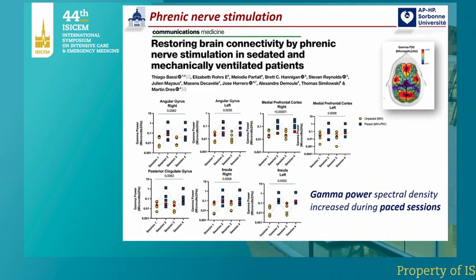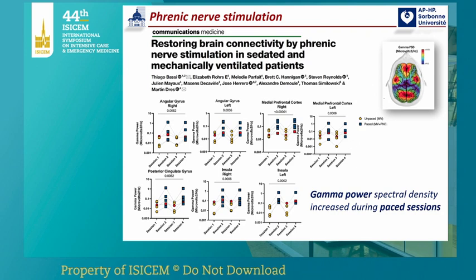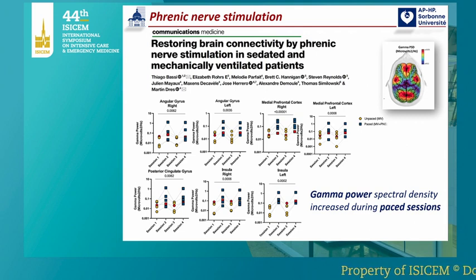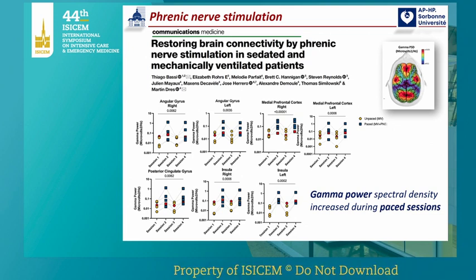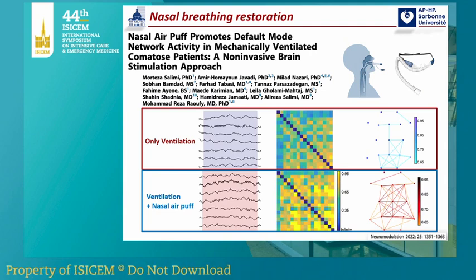And with Thiago, we monitored the brain activity with EEG, and we found that providing phrenic nerve stimulation was associated with an increase in gamma power spectral density. That was increased only during the paced session. This is again something very fascinating, because it would say that basically by providing phrenic nerve stimulation, we can kind of wake up the patient while they are still sedated, and potentially reduce the effect of maintaining them sedated. So maybe because of the time, I will skip that.